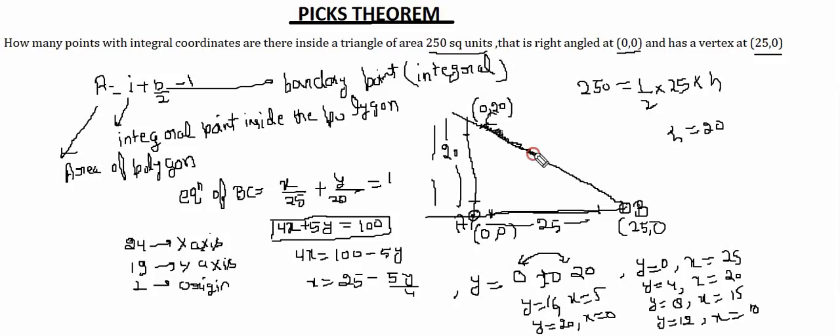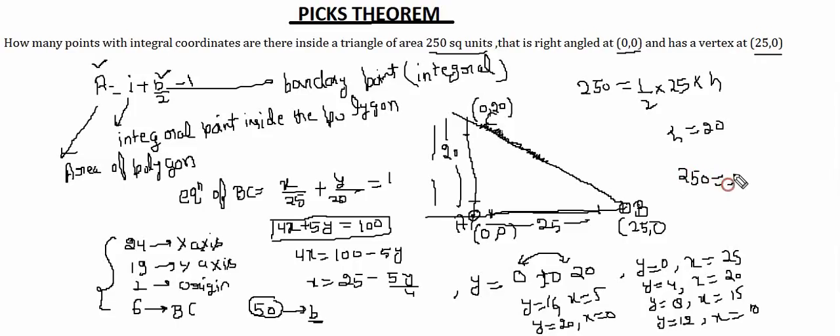That means there are 6 boundary points on this BC line. How many total boundary points are there here? Total boundary points are 50: 24 plus 19 plus 1 plus 6 gives you 50 boundary points. That means this is the value of B. You have the value of A and the value of B, so you can find the value of I. So A, which is given as 250, is equal to I plus boundary points 50 divided by 2 minus 1. So I is equal to 250 plus 1 minus 25, that will be 220.